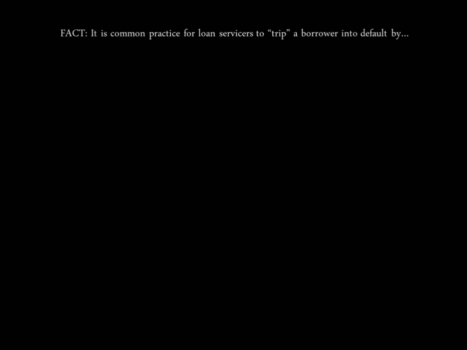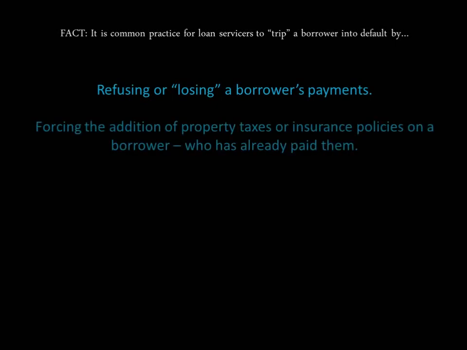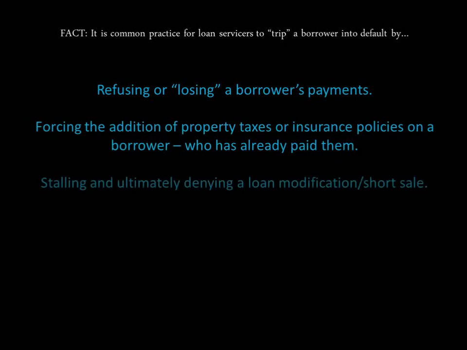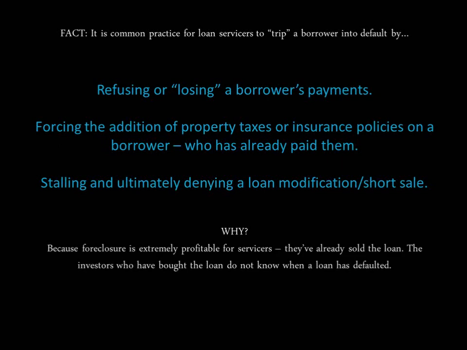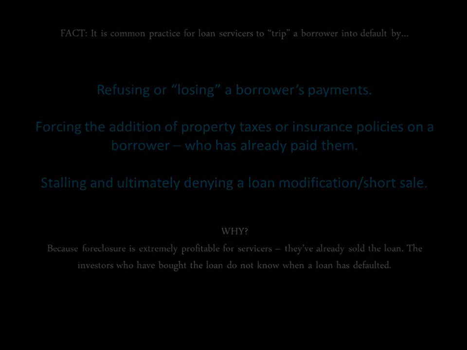It is common practice for loan servicers to trip a borrower into default by refusing or losing a borrower's payments, forcing the addition of property taxes or insurance policies on a borrower who has already paid them, stalling and ultimately denying a loan modification or short sale. And you ask why? Well, because foreclosure is extremely profitable for servicers. They've already sold the loan. The investors who have bought the loan do not know when a loan has defaulted. The servicer reports that.